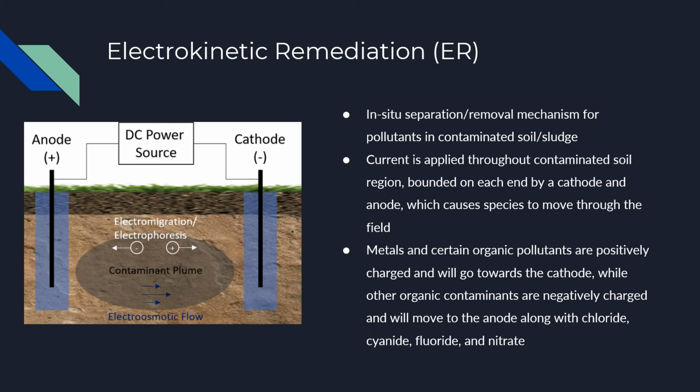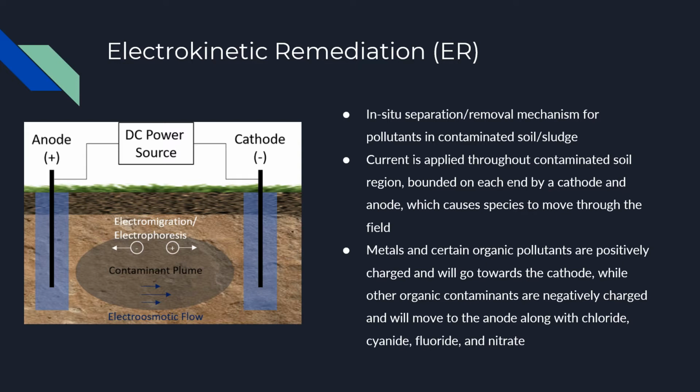Electrokinetic remediation is an on-site electrolytic separation or removal method. It uses the basic principles of electrolysis to target contaminants of metallic or organic nature in soil, sludge, and sediment. To put it simply, this method turns the treatment site into one large electrolytic cell, where the contaminant plume in the soil is the media to be separated.